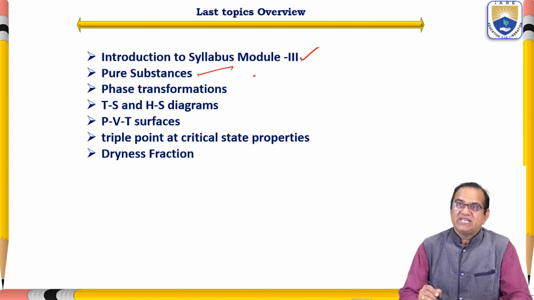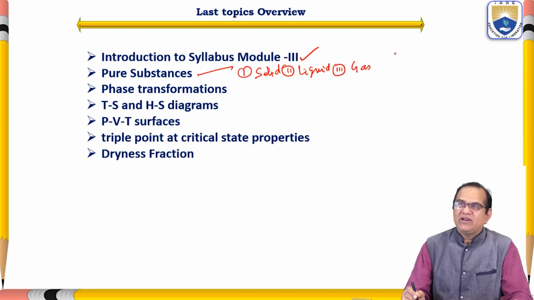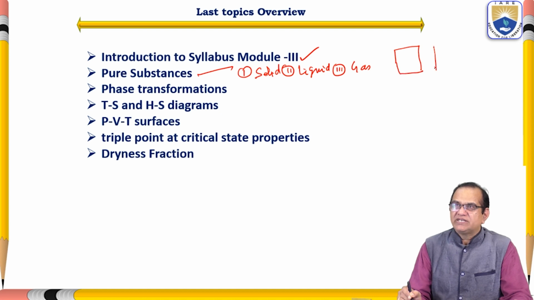Pure substances, in that we have three phases: the solid, then liquid, and the third one is the gases. And how can we find out if this is your solid, this is your liquid, and this is your gas.